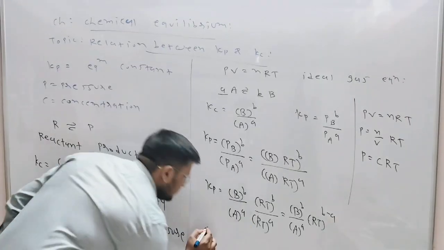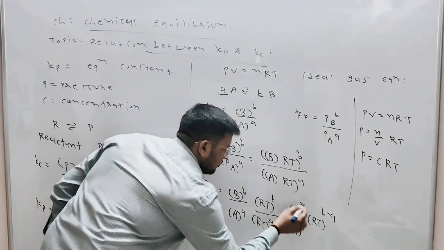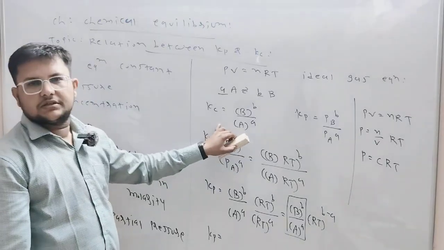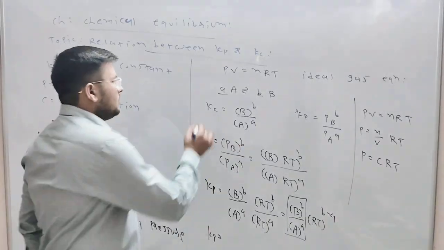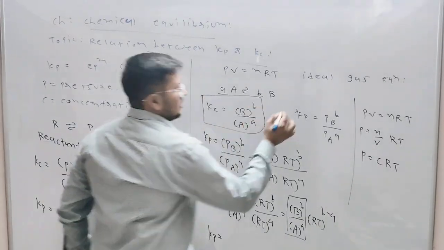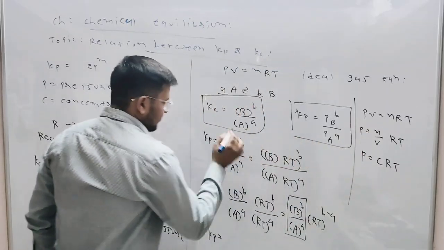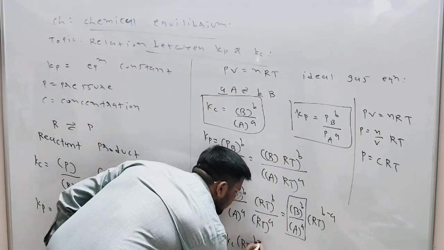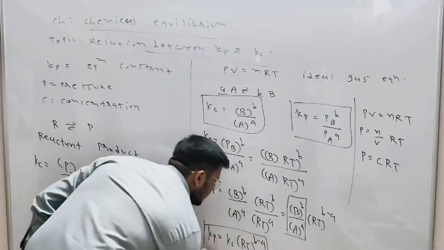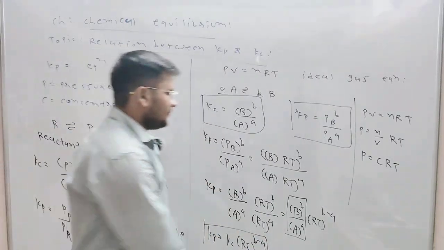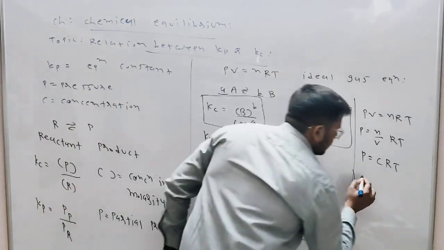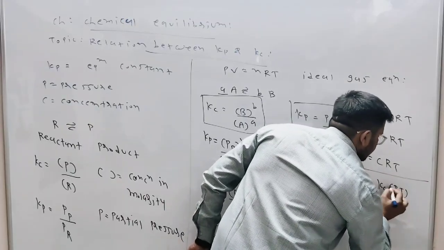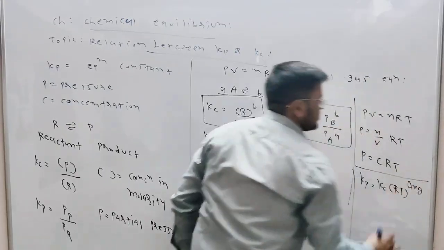Now we can write the relation Kp is equal to, what is this? Because from equation 1, this is called Kc. So if I put the value of this, it is Kc times RT raised to b minus a. So from that we can write the equation Kp is equal to Kc RT raised to delta Ng.